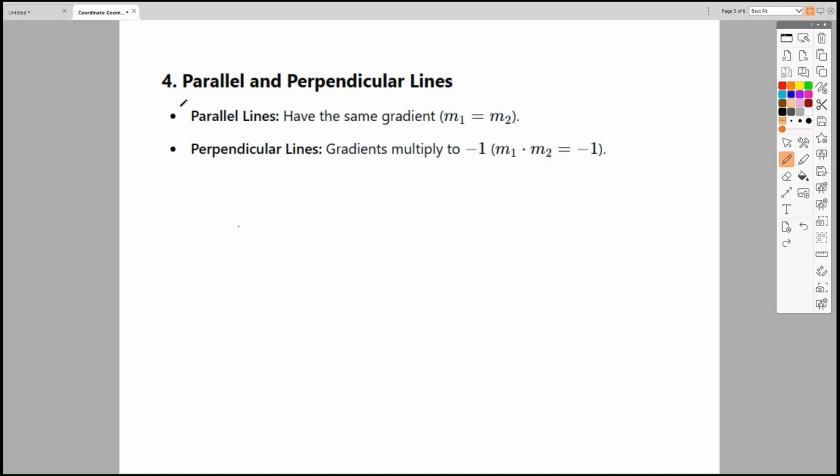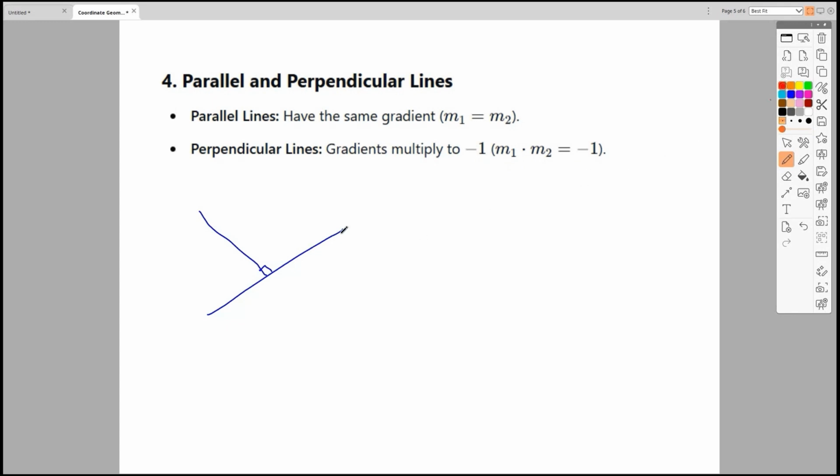So we still have concepts to learn. Parallel and perpendicular lines. The parallel lines have the same gradient. That means m1 equals m2. Perpendicular lines, gradients multiply to -1. So m1 times m2 equals -1. So if we have two lines like this, these lines are perpendicular to each other. So the gradients should multiply to -1. That means m1 times m2 equals -1.